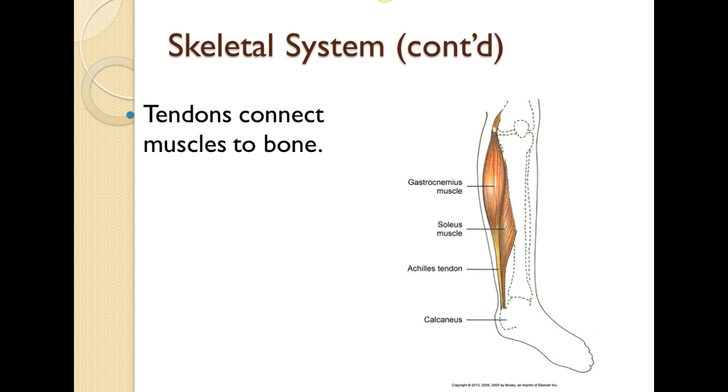Tendons are white, glistening, fibrous bands of tissue, and they connect muscles to bone. They are strong, flexible, and inelastic, and they occur in various lengths and thicknesses.